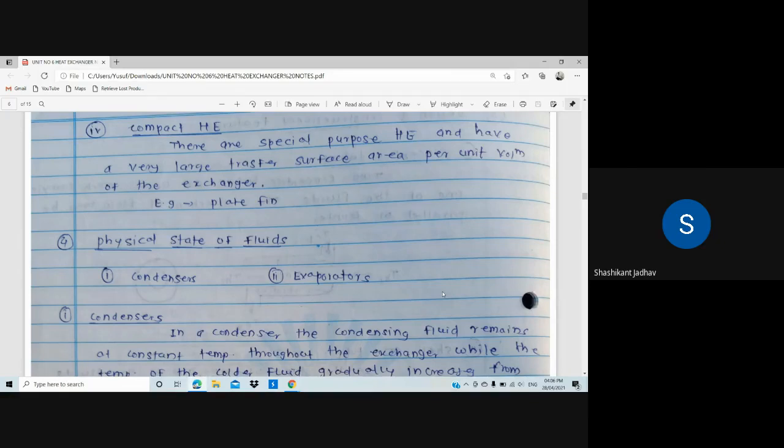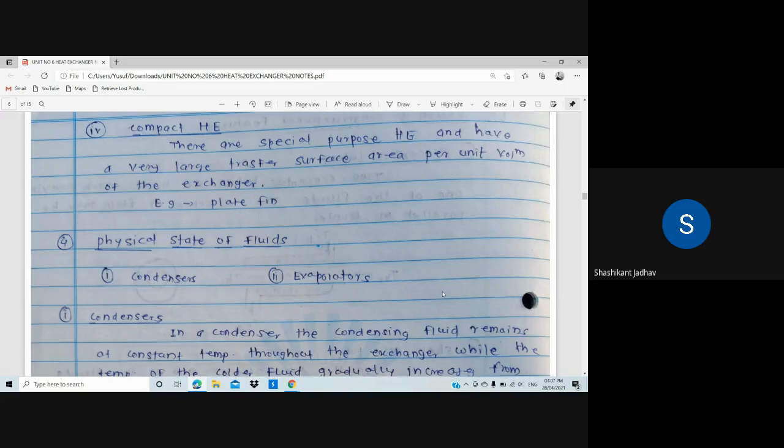देन मल्टिपल शेल अँड ट्यूब पासेस, म्हणजे काय असणार आहे, याच्यामध्ये शेलची जी काही नंबर असणार आहे तो इन्क्रीज केला जाईल. म्हणजे इन दॅट केस देर आर मल्टिपल शेल्स. ओके, and by using that we have to improve the overall heat transfer. And after that, the fourth type is compact heat exchanger. So this is a special purpose heat exchanger and has a very large transfer surface area per unit volume of the exchanger. So these are the types of heat exchanger according to the design and construction.